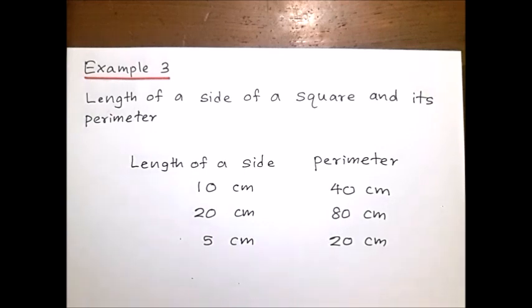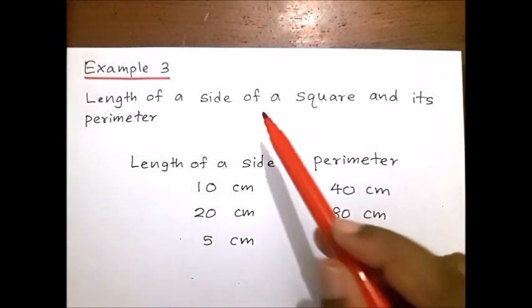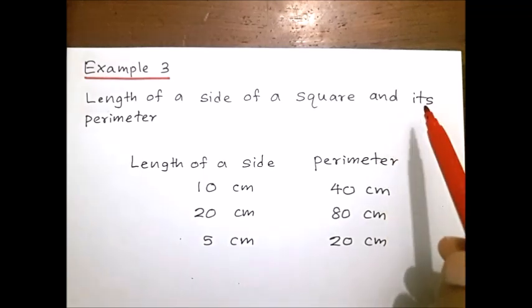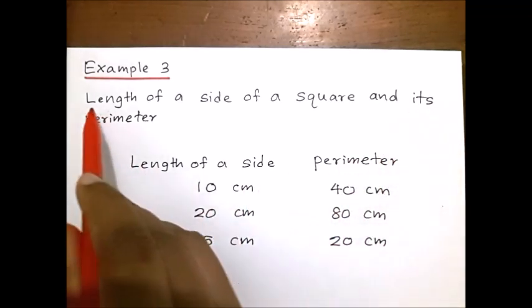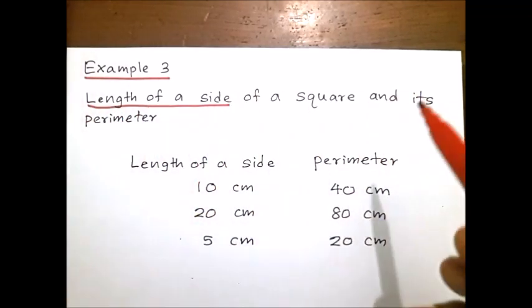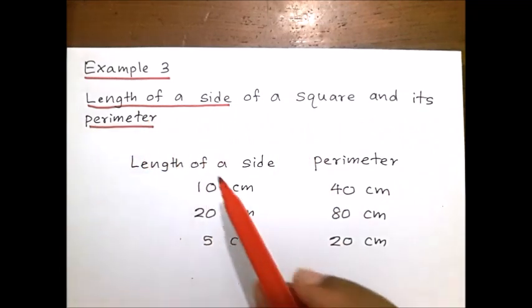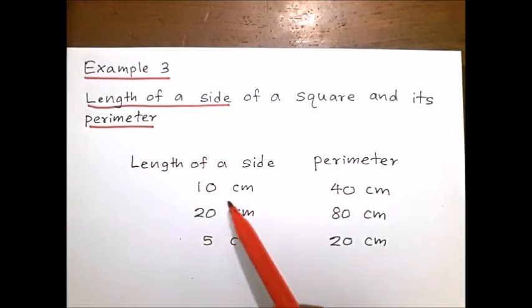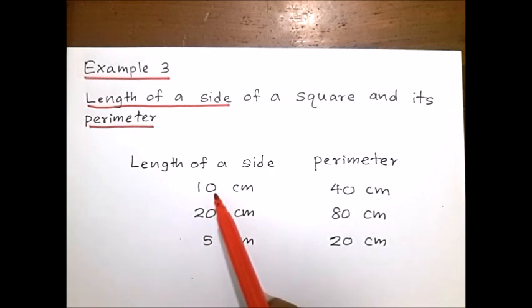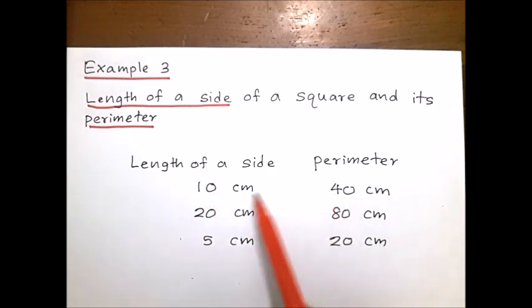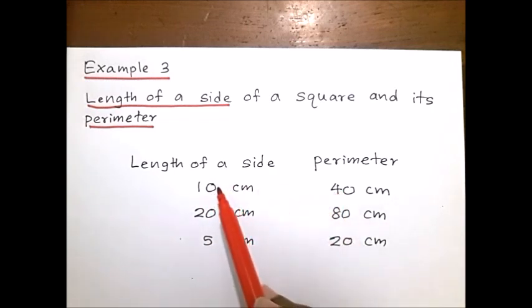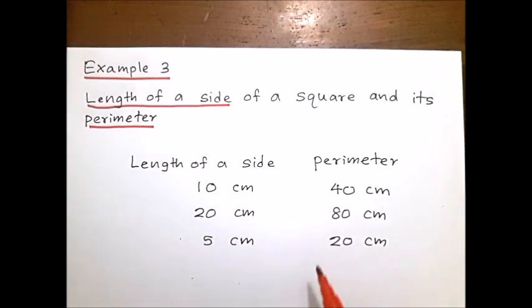Now look at the third example. Length of a side of a square and its perimeter. Here the two quantities are length of a side and perimeter. Now look here. If the length of a side is 10 cm, the perimeter is 40. How can you obtain the perimeter? By multiplying the length of a side by 4. 10 multiplied by 4, 40. 20 multiplied by 4, 80. And 5 multiplied by 4, 20.